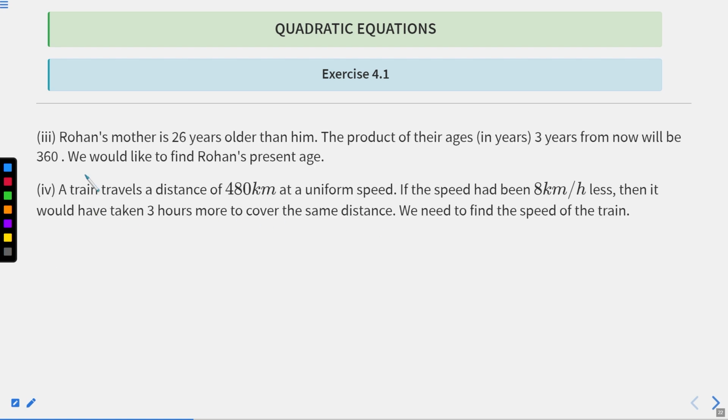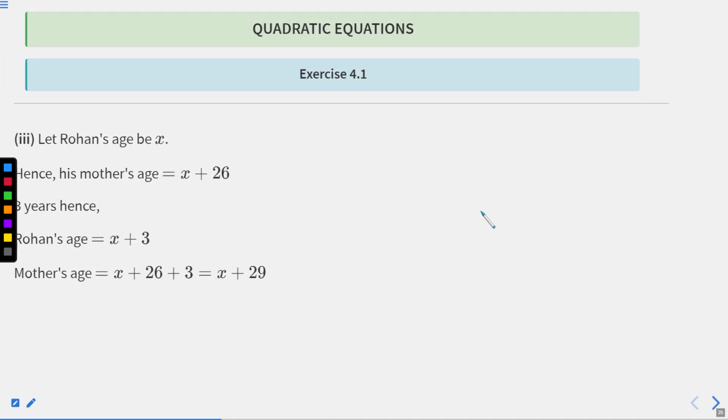In question number 3, it says Rohan's mother is 26 years older than him. The product of their ages in years 3 years from now will be 360. We would like to find Rohan's present age. We have been given these situations and we need to represent this situation in the form of quadratic equation. Let us see how you can solve this problem.